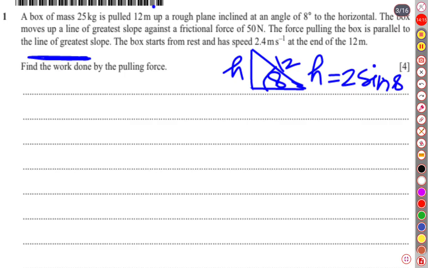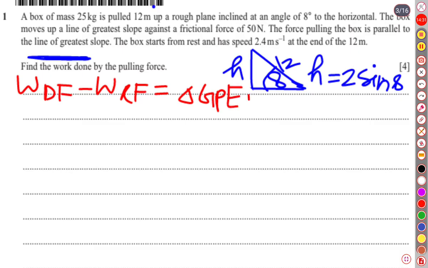Well, we have already decided that we are going to apply the work energy equation. So work done by driving force minus work done by resistance force is equal to change in GPE plus change in KE. That means the change in gravitational potential energy as well as the change in kinetic energy.